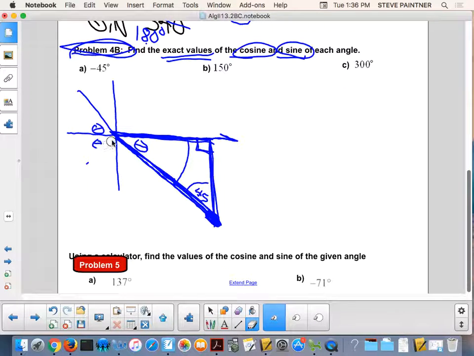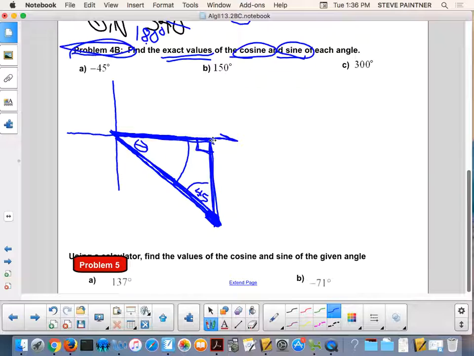Now, help me fill in the correct lengths. What's my leg here? You guys looking? This is what I want you to use. This and this. What are my legs? 1 and 1. Now, one leg is positive and one leg is negative. Which one's negative? Yeah, the y value. I went down. That's the negative leg. That's the positive leg. The hypotenuse is always going to be what? Square root of 2. There you go.